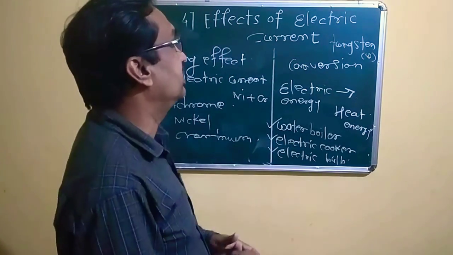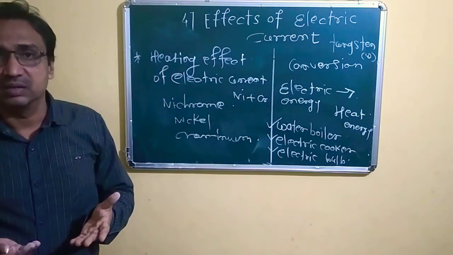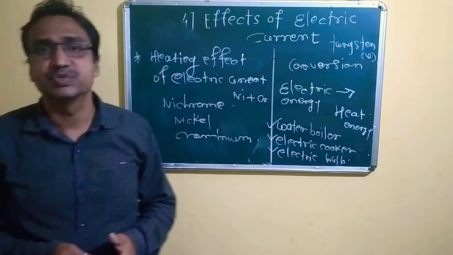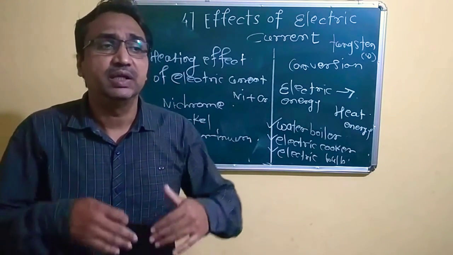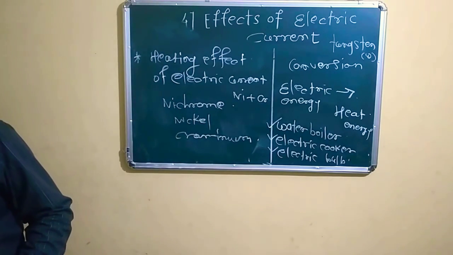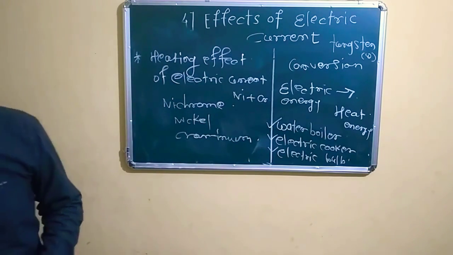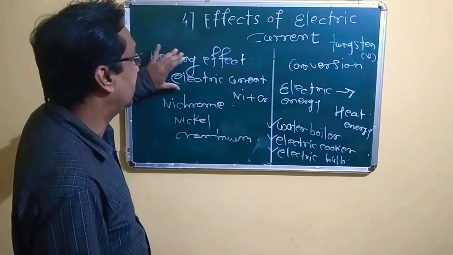And at that time, due to this electric current, it is heated, and due to that it radiates some sort of light, and they have been used for that. Okay, so these are the heating effects of electric current.